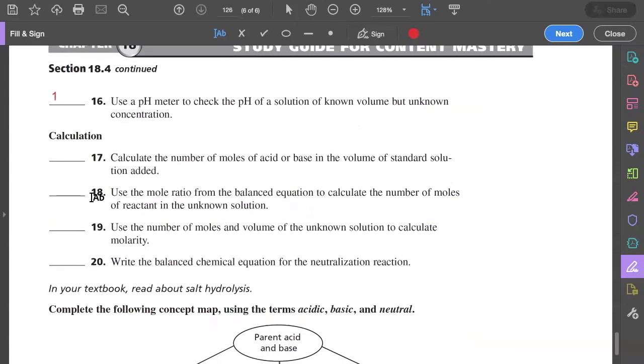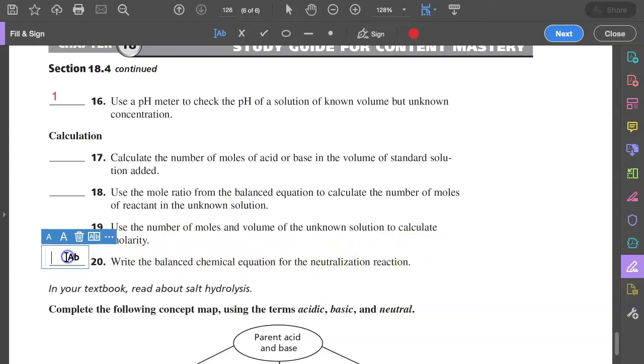Now, for this section, we're going to use 5 through 8. This is when we're actually calculating the concentration of an unknown solution. We have the steps: calculate the number of moles of acid or base in the volume of standard solution added. We have used the mole ratio from the balanced equation to calculate the number of moles of reactant in the unknown solution. 19, use the number of moles and volume of the unknown solution to calculate molarity. And 20, write the balanced chemical equation for the neutralization reaction.